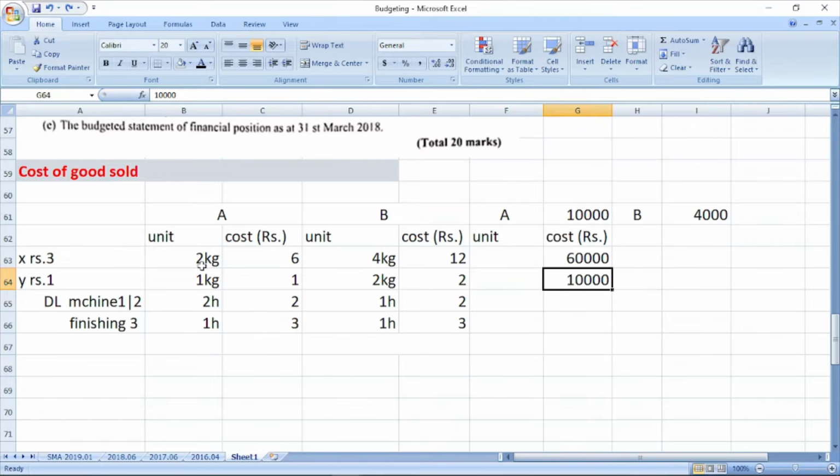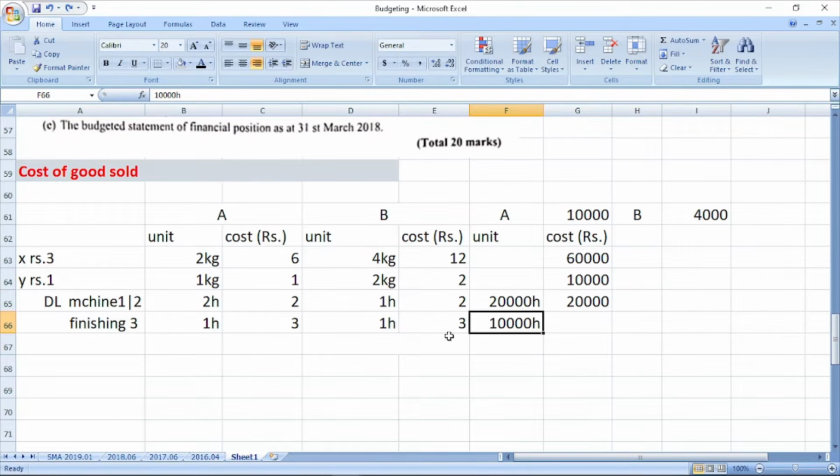Likewise Y for product A, we bear 1 rupee cost for Y. So 1 into 10,000 units, it is 10,000. Likewise machine cost: 2 into 10,000, it is 20,000 machine hours we need, and 20,000 multiplied by 1, it is 20,000 cost.